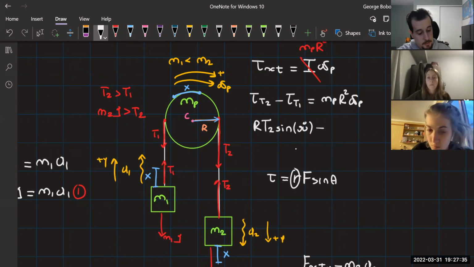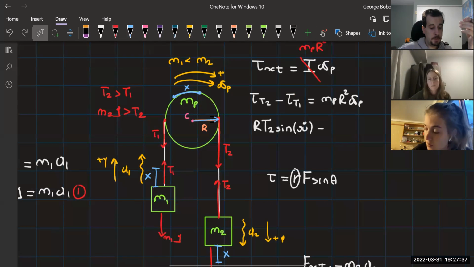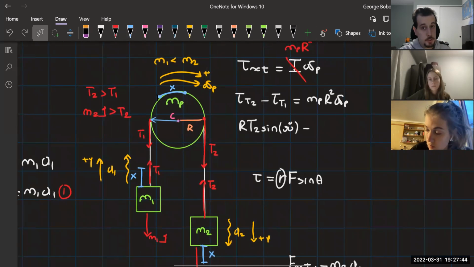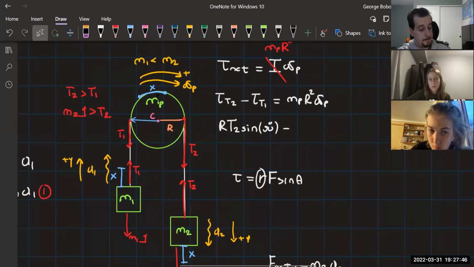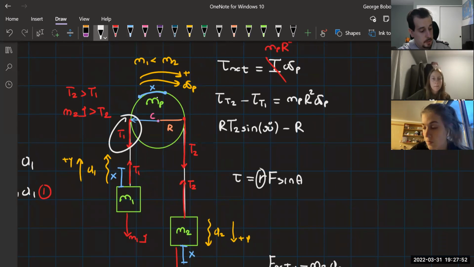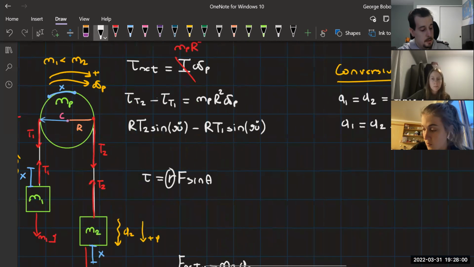Then we go and visit the other one right now, and take away this one. So again, how far is it from the pivot point? Capital R. The force we're analyzing is T1. And the angle between blue and red vector? 90. 90 again. Okay, so we've got a lot of things under our belt.